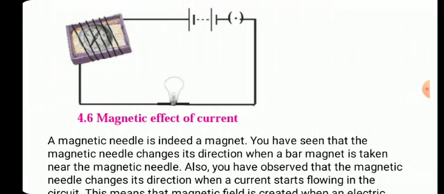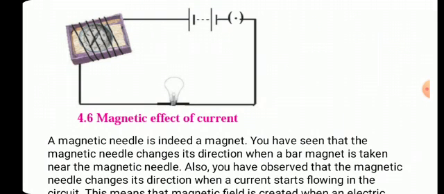You will see that when you bring the bar magnet near to the magnetic needle, the needle will show deflection. Then when you keep the key closed, you will see that the bulb will light up. Means the current has started flowing through the electric circuit. And now observe that whether the magnetic needle has changed its position or not. Magnetic needle will show deflection.